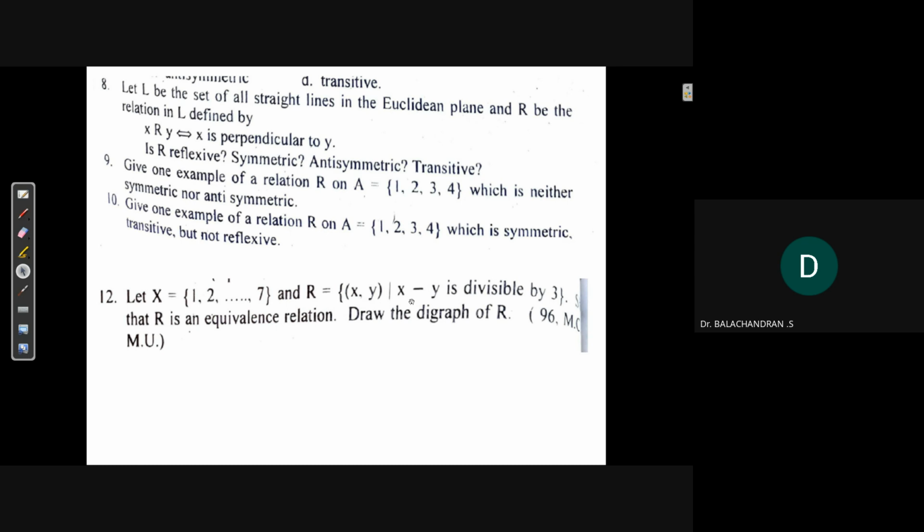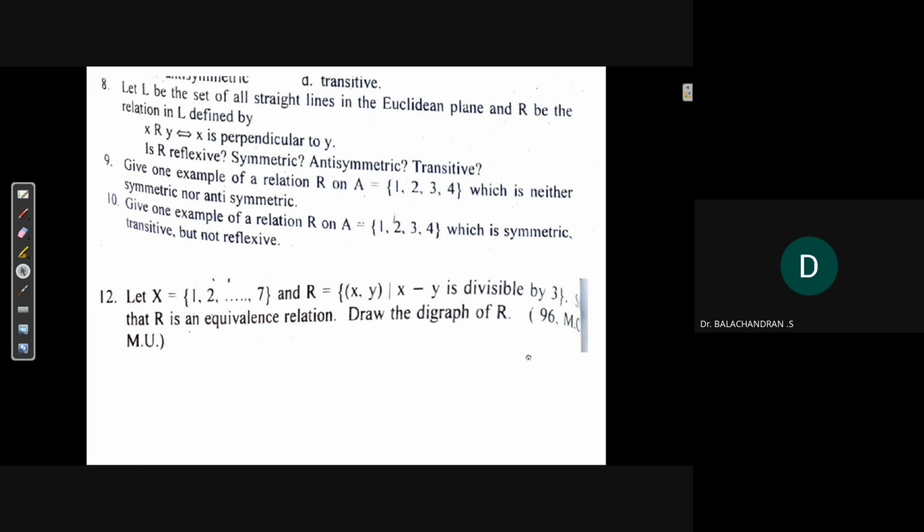Assume x is related to y. That implies x minus y is divisible by 3. So you can write x minus y is equal to some k into 3. From this you can write y minus x is equal to minus k into 3. Hence y minus x is divisible by 3. So, very similar proof.